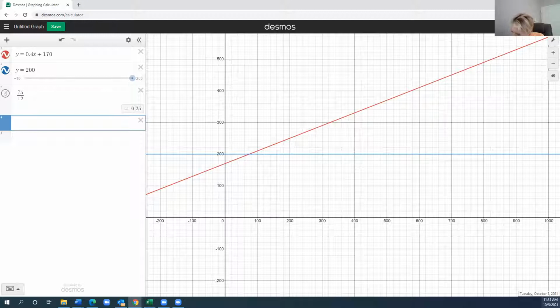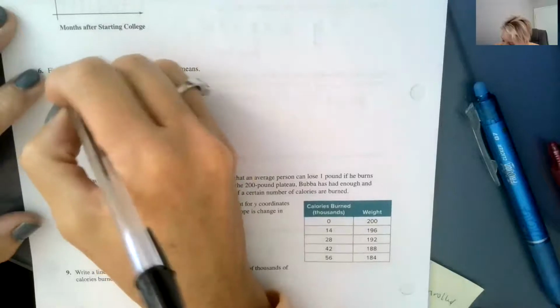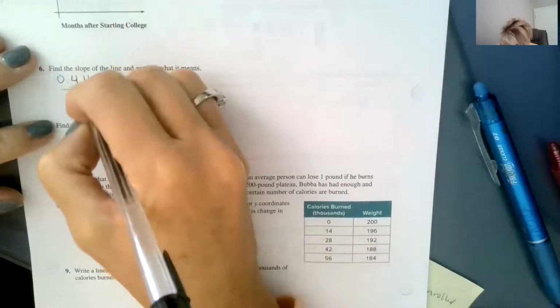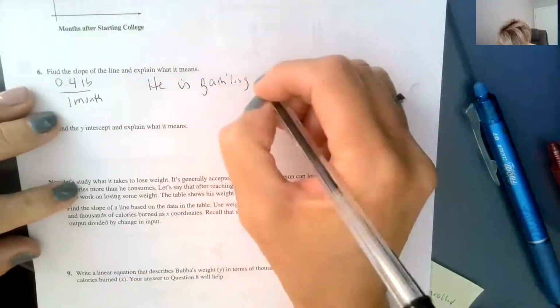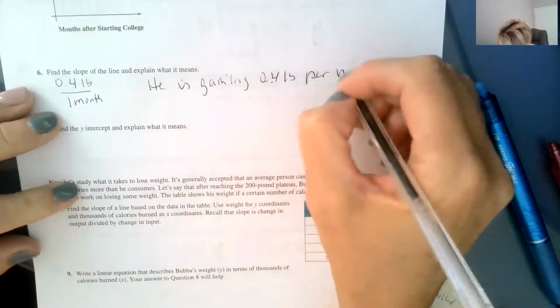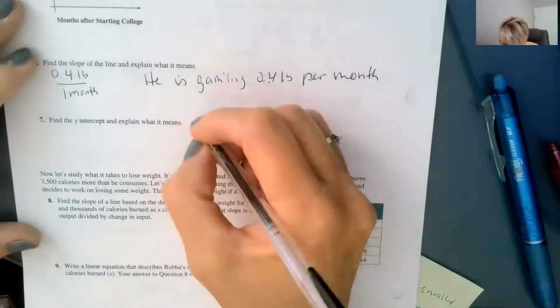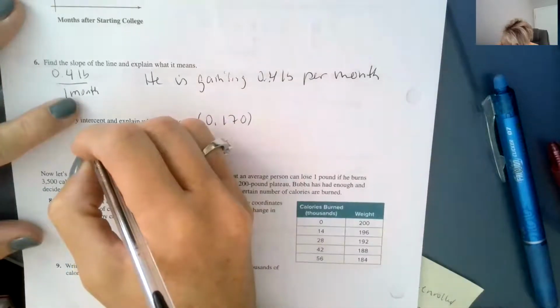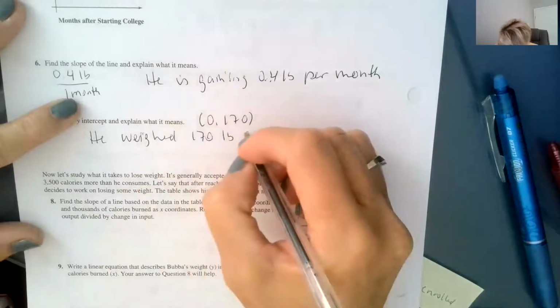So let's flip the page. They asked us to graph it, and we did. So 6 says find the slope and the y-intercept and what does it mean. So let's go back to our paper here. Our slope is the 0.4, and it's pounds per month. So he is gaining 0.4 of a pound per month if he keeps eating at the same rate and exercising at the same level, or no level. His y-intercept is (0, 170), which means he weighed 170 pounds at the start of college.